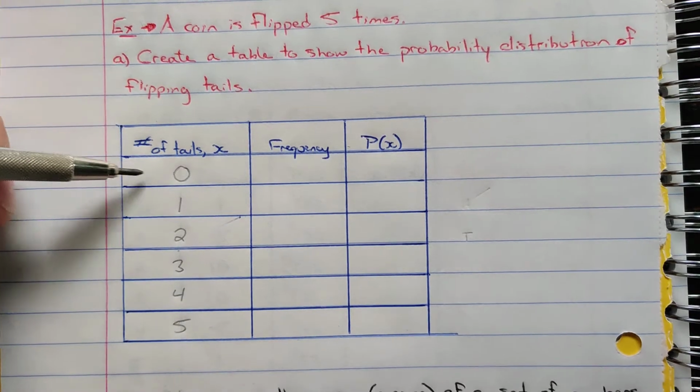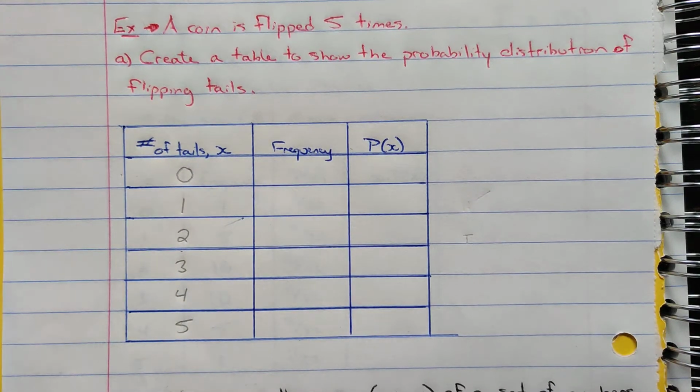So this row here is accounting for the times that I do not get any tails. And for the frequency of that happening, there's only one case where you're not going to get any tails. That's the case of all heads.